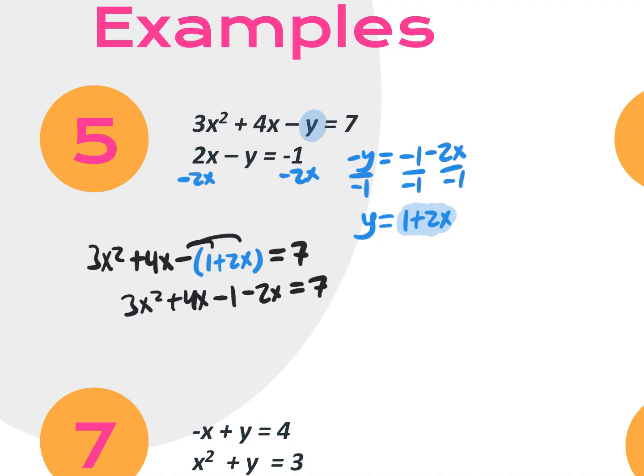And you can combine like terms, get everything on one side. Remember, with quadratic equations, you want to get them equal to 0. So we can subtract 7 and then combine 4x and negative 2x, right? So this is going to get you a 3x squared plus 2x minus 8 equals 0.